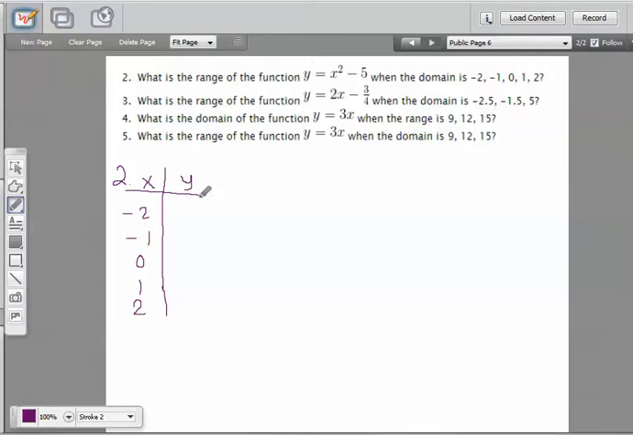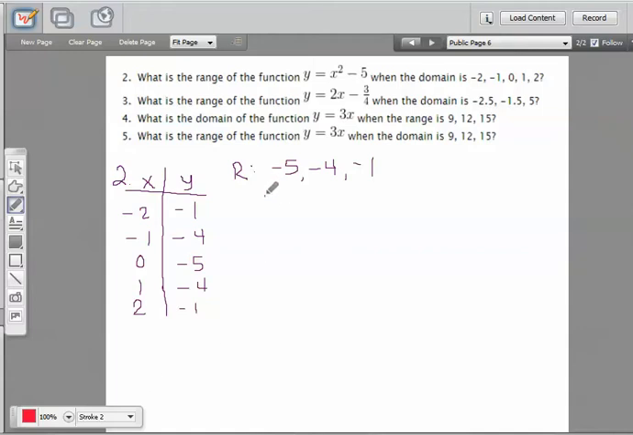-2 squared is 4. 4 minus 5 is -1. -1 squared is 1. 1 minus 5 is -4. I get 0 minus 5. 1 minus 5 and 2 squared, so 4 minus 5. So it looks like my range for number 2 is -5, -4, and -1. We only get those 3 values there.